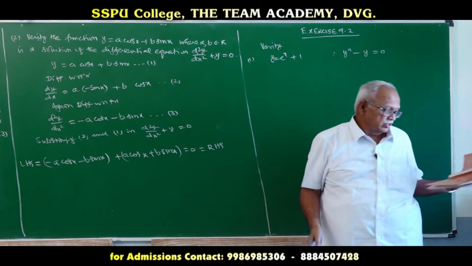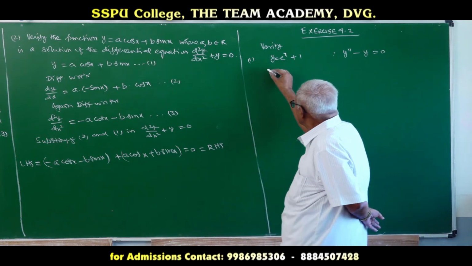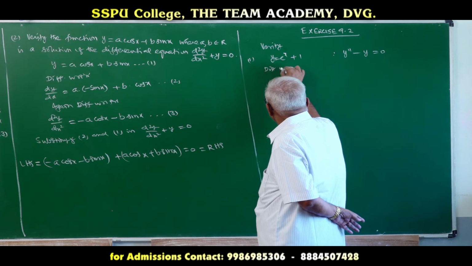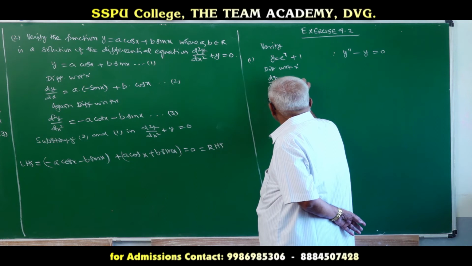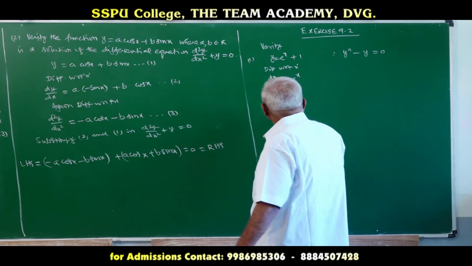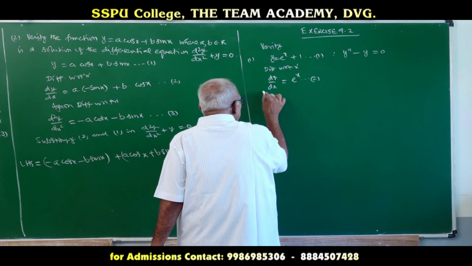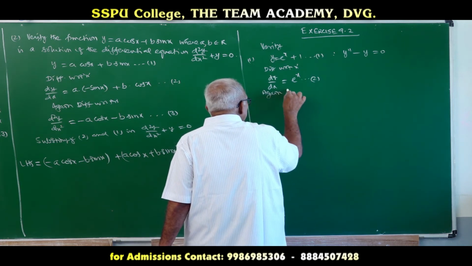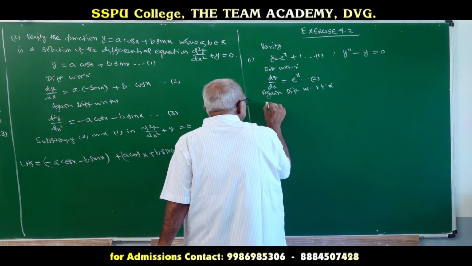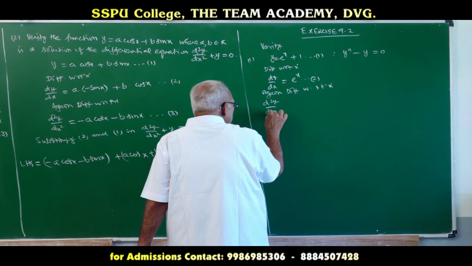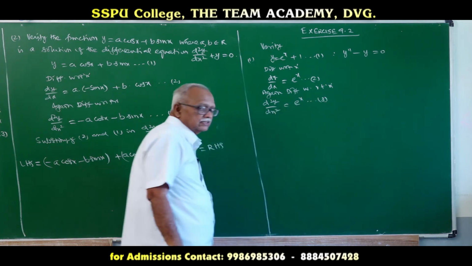So, what is the procedure for this? First, we have to differentiate the function. So, differentiating with respect to x, dy by dx is equal to e power x. So, this is the second equation, first equation. Again differentiating with respect to x, d square y by dx square is also equal to e power x.